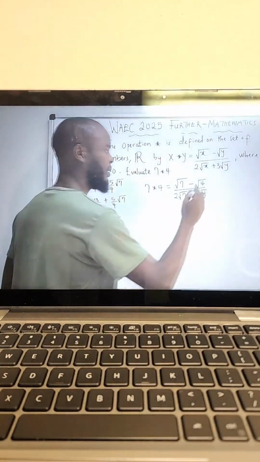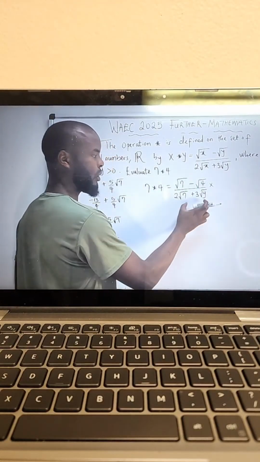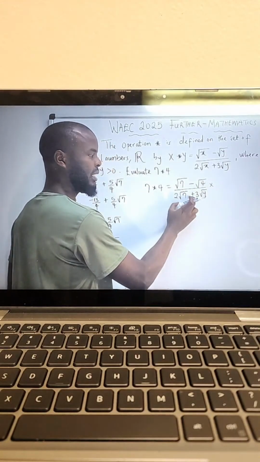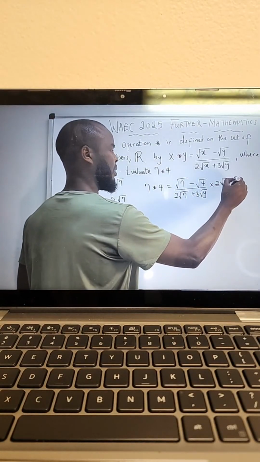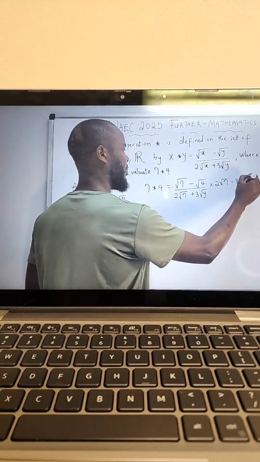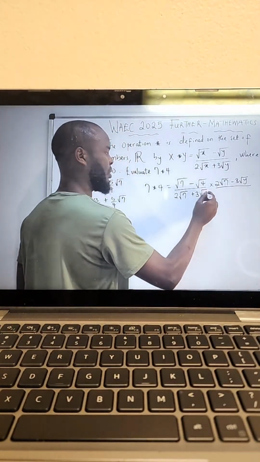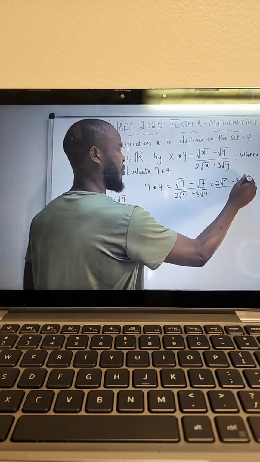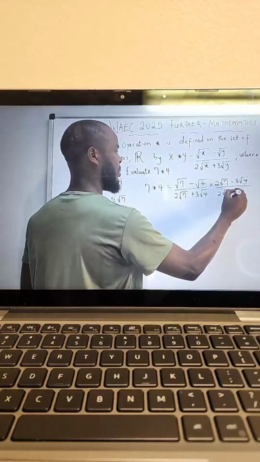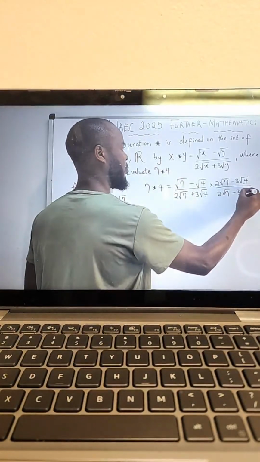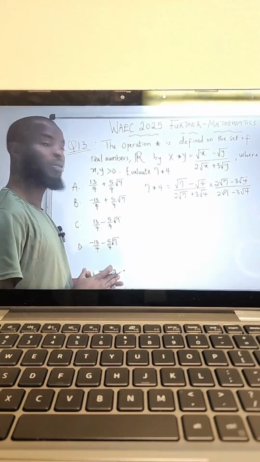So by rationalizing, here we have multiplied both numerator and denominator by the denominator with the sign changed. So here we have 2 root 7 minus 3 root y. So y can be changed with 4. So here we have 2 root 7 minus 3 root 4. Now, the next step is to multiply out.